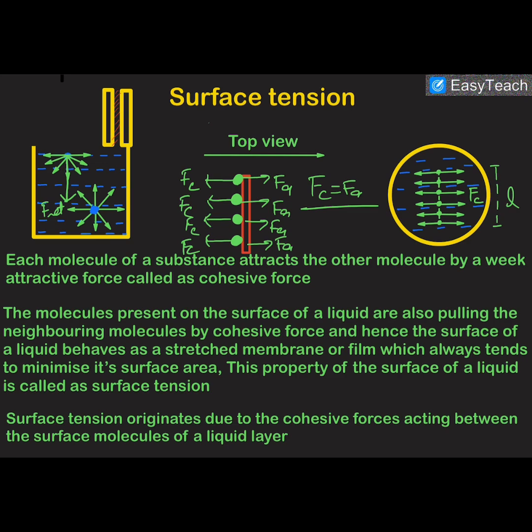But this is not the case with the molecule which is on the surface of the liquid, because on the surface of the liquid, these molecules do not have any molecule over them. They only have the molecules at their level or below them. So we can say that from all directions on the surface, the cohesive force is acting on this molecule.